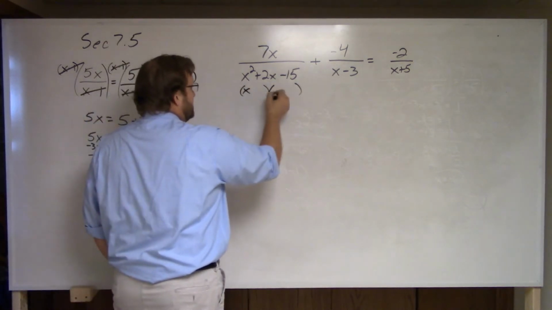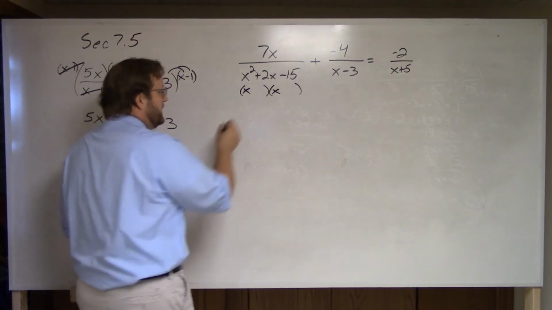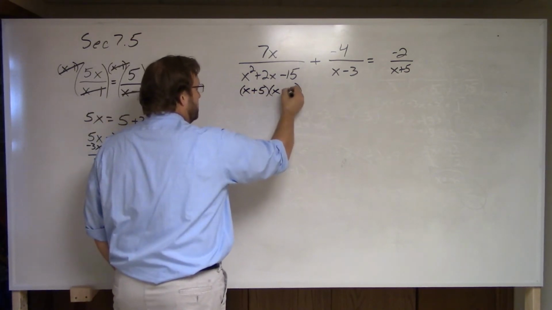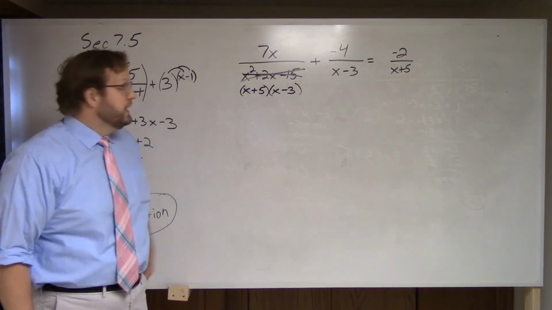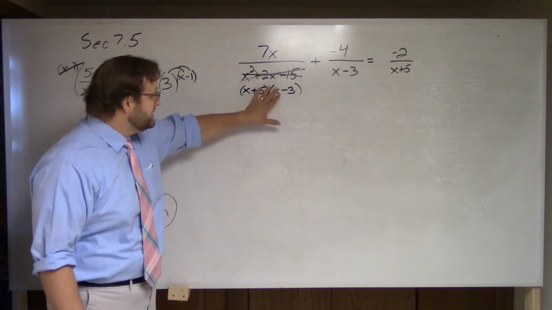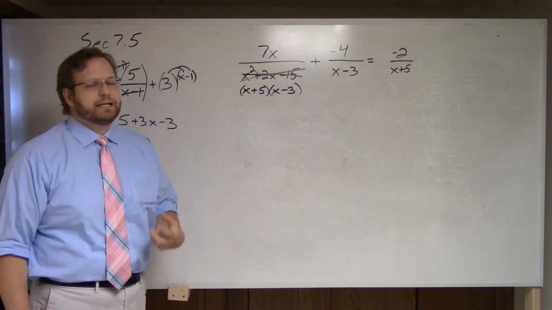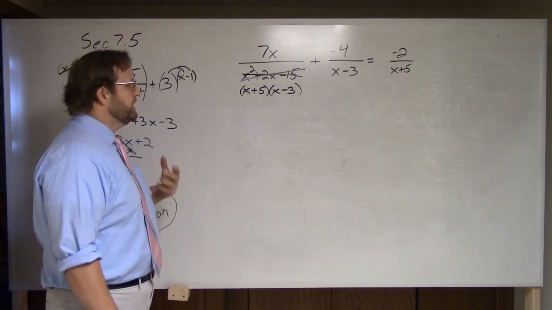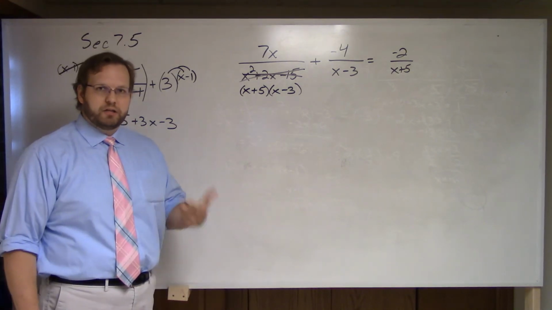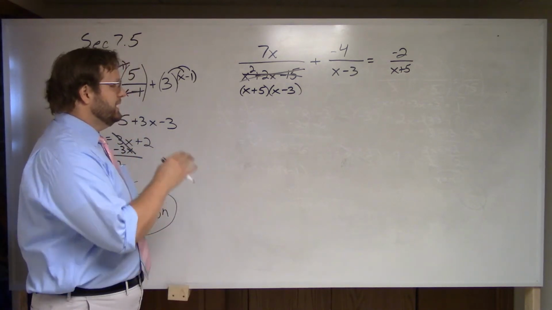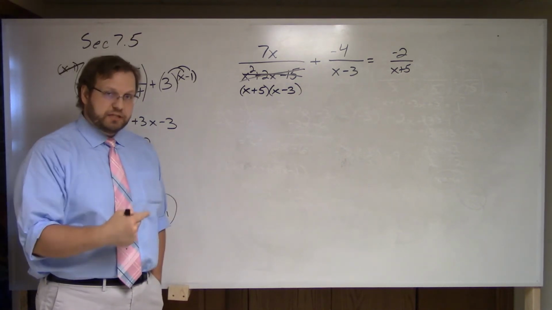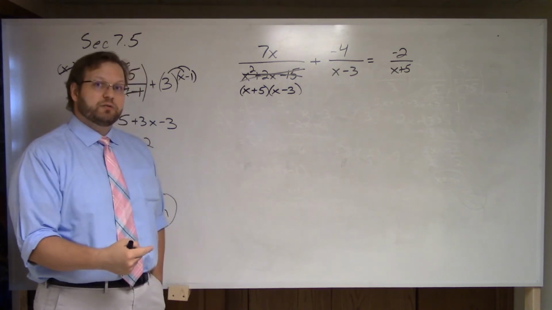X squared is x and x. Then I'm going to have a plus 5 and a minus 3. I no longer need that. If you want to rewrite the problem because this is a little messy for you, then go ahead. Okay, it's not necessary though, but if it makes you feel better and you have a clearer picture, definitely go for it.